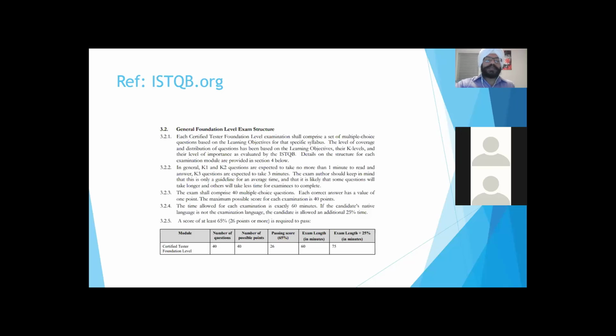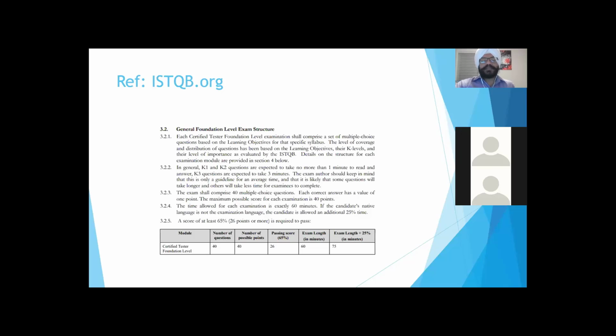There might be some advanced professionals sitting in this discussion, and I may conduct some advanced level discussions for them separately. There are 40 questions in this exam, all multiple choice, and there is no negative marking. One point means you get 1 mark for that. The minimum passing score is 65%, so basically you need to answer 26 questions correctly out of the 40.